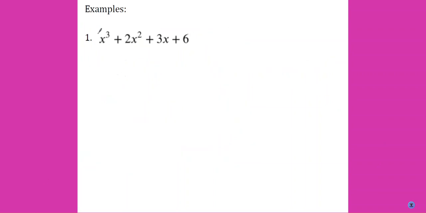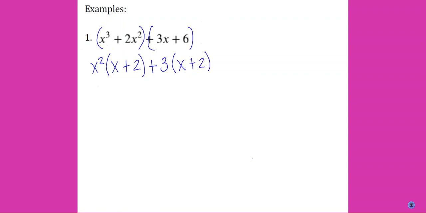So, since x cubed doesn't have a coefficient, and the 6 doesn't have an x, there is no GCF for the entire polynomial. So we're going to group the first two and group the second two. We're going to factor out the GCF from each pair. So in our first pair, the greatest common factor would be x squared. And when we factor that out, we'd be left with x plus 2. Our second pair has a greatest common factor of 3, so positive 3. And when I factor that out, I'm left with x plus 2.